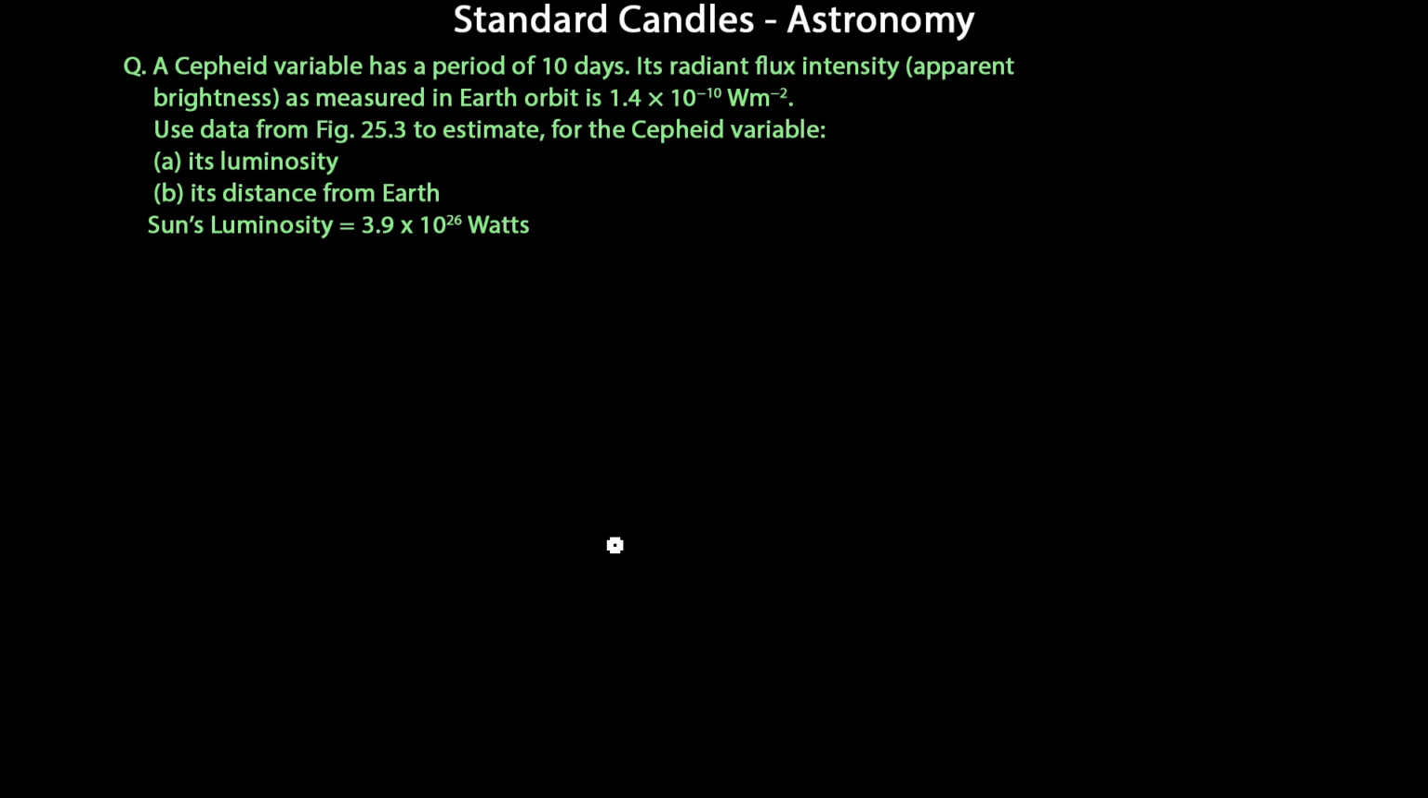So let's use this information now to answer a practice question. A Cepheid variable has a period of 10 days. Its radiant flux intensity, or its apparent brightness, as measured in Earth's orbit, is 1.4 times 10 to the minus 10 watts per meter squared. So use this graph now to estimate the Cepheid's luminosity first of all, and then when we have the luminosity, let's try and estimate its distance from Earth. And the sun's luminosity is 3.9 times 10 to the 26 watts.